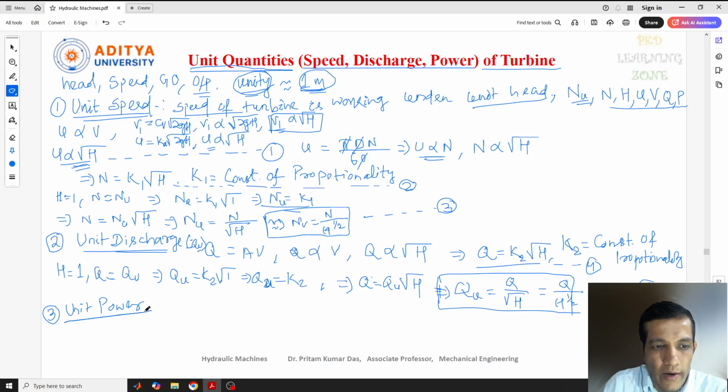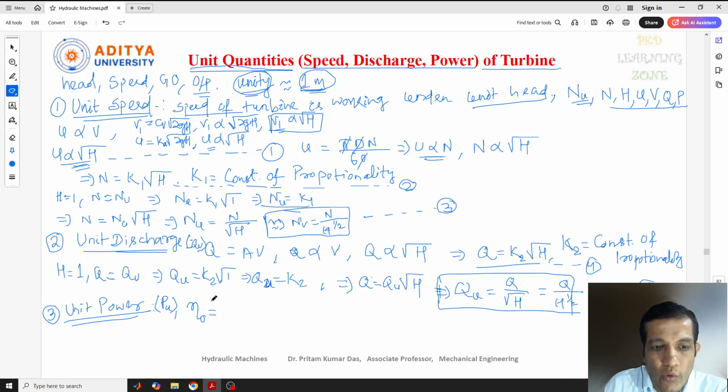Similarly, again the same thing, unit power. Unit power can be defined as the power developed by the turbine which is working under a unit head. And this also will be denoted by PU. And how can we find out this unit power? We need to consider the efficiency. Which efficiency? The overall efficiency.